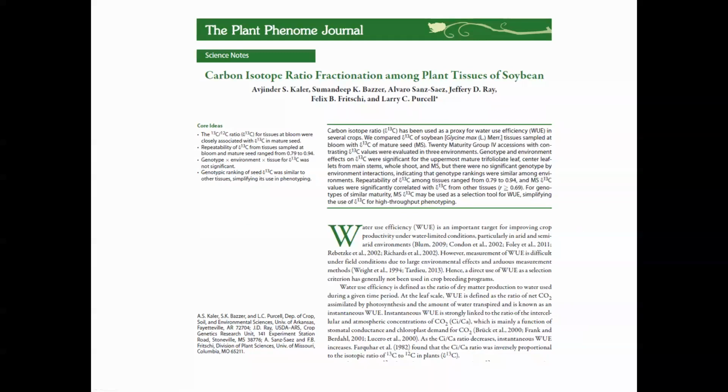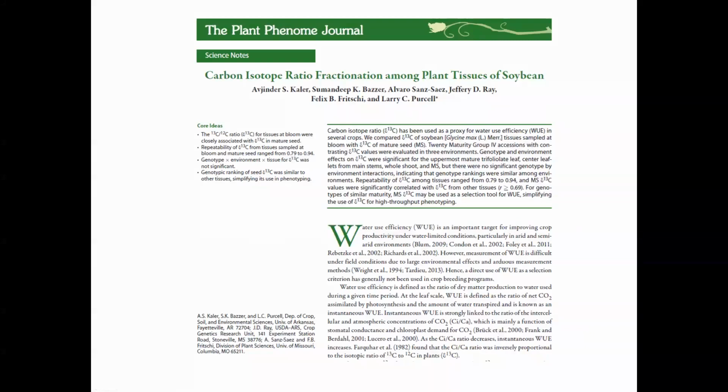The reason that we're interested in carbon isotope ratio is that it can be used as a surrogate measure of water use efficiency. And water use efficiency is certainly something that is of great interest to people interested in stress responses in crops. But it's very difficult to measure accurately in the field. And having some method of establishing differences in water use efficiency in crops and among genotypes within a species is certainly something that we were very interested in doing.